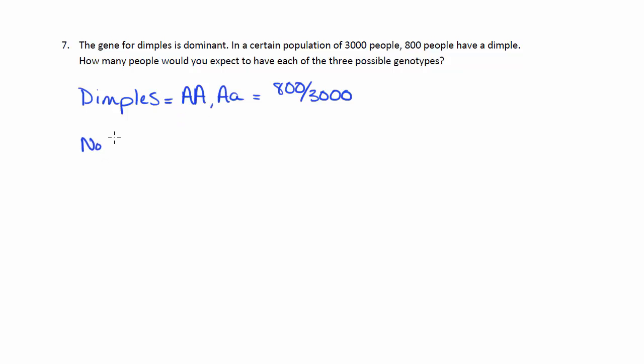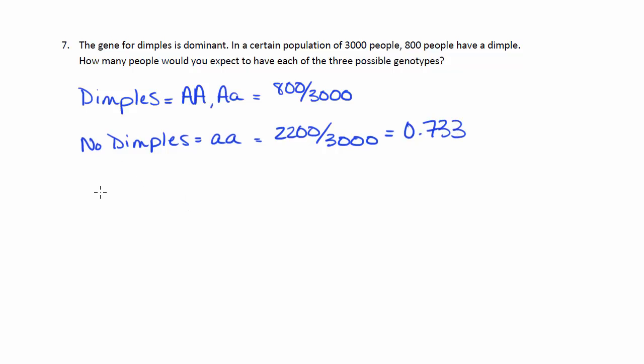As far as no dimples, this would be represented just by the little a genotype. And so if 800 of the 3,000 have dimples, then we can assume that 2,200 of the 3,000 do not have dimples. So if we turn those into frequencies, the percentage that do not have dimples is 2,200 divided by 3,000, which is equal to 0.733.